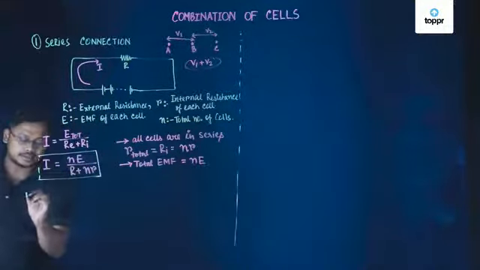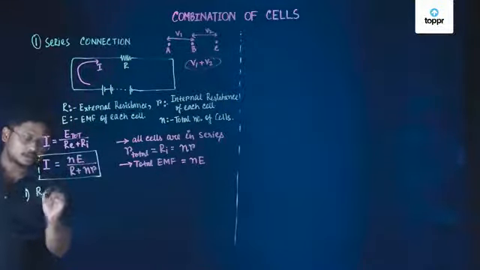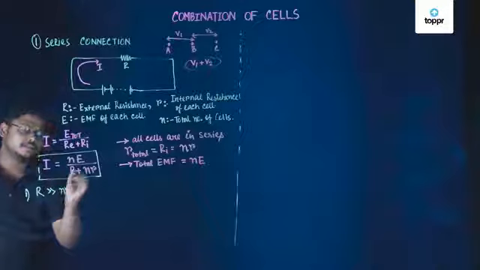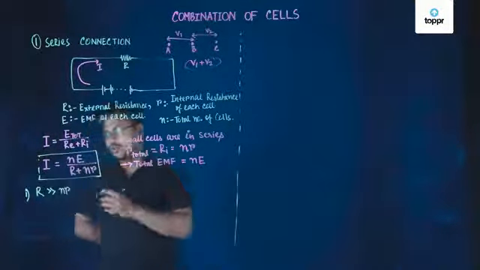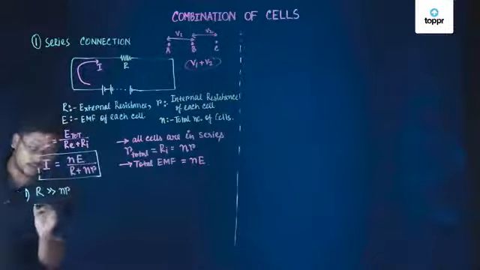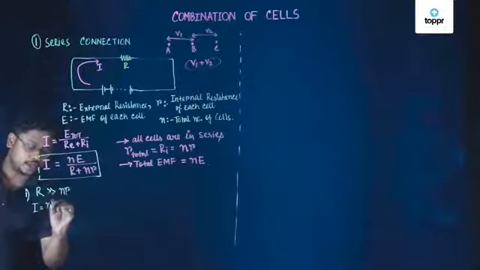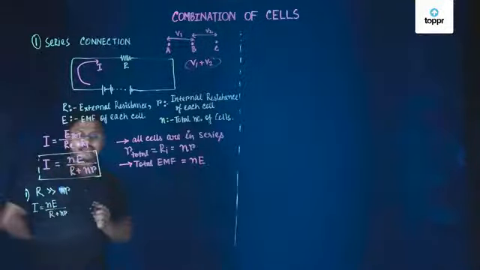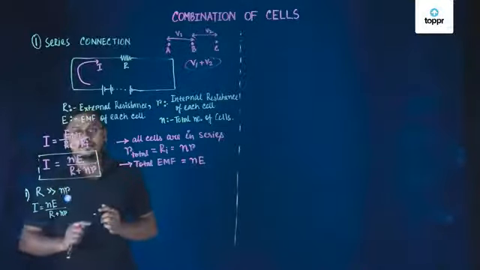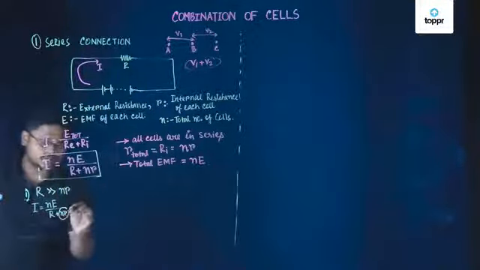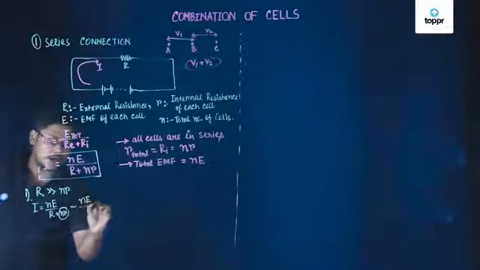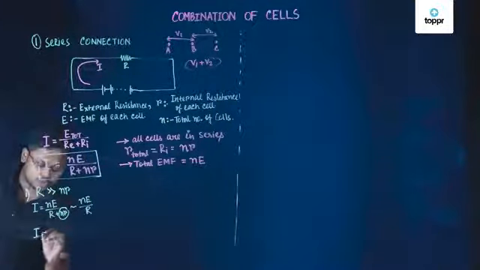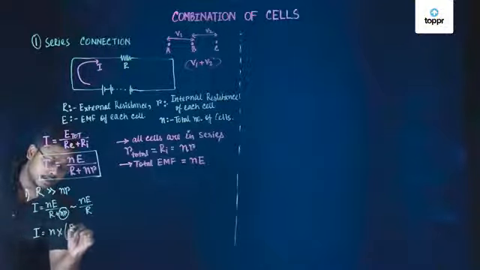In the first limiting case, let us say the external resistance, capital R, is much greater than the total internal resistance, nr. We know the total current is I equals nE divided by R plus nr. In this case we can ignore the nr term. So by ignoring it, I equals n times E by R.